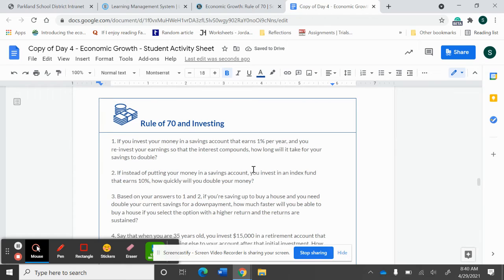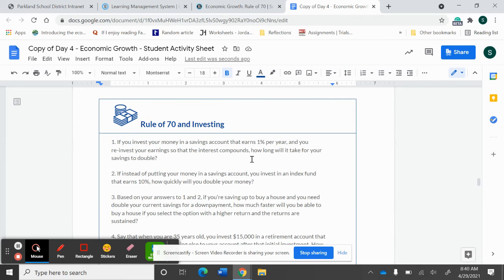It's going to ask you something like, if you invest your money in a savings account that earns 1% a year, and you reinvest your earnings so that the interest compounds, how long will it take for your savings to double? This is mental math. The Rule of 70 tells us it'll take 70 years to double at a 1% interest rate, because 1 goes into 70 seventy times. That's how many years it would take to double. So it would take a while in that situation.